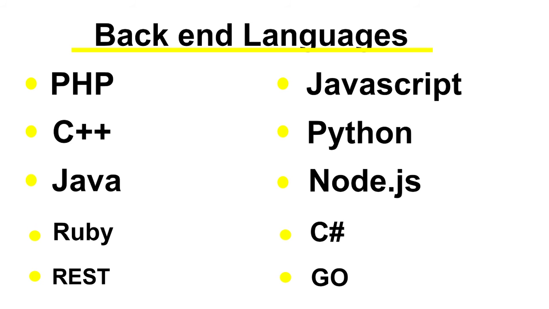Then look at the next one. That is Node.js. It's an open source and cross-platform runtime environment for executing JavaScript code outside of a browser. Now you must remember that Node.js is not a framework and it's not a programming language. Let me go again. Node.js is not a framework nor a programming language.